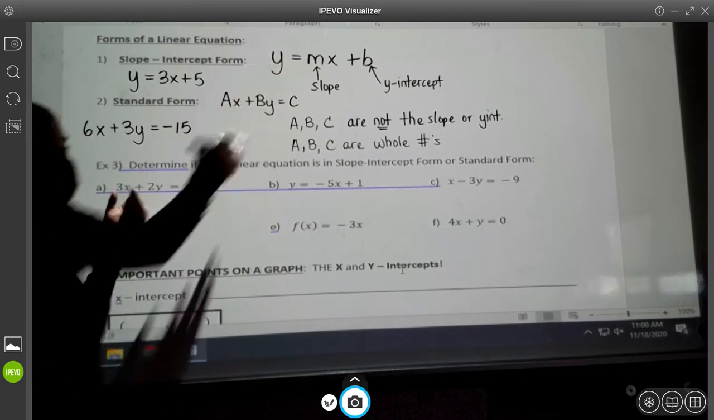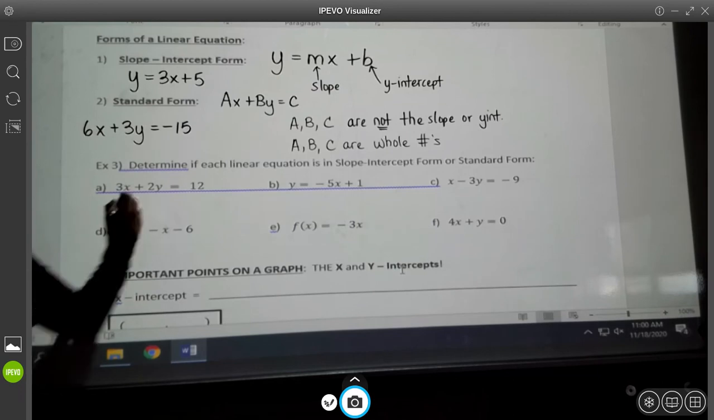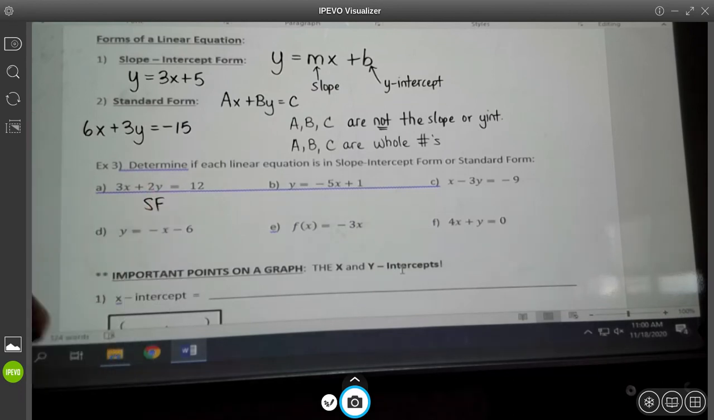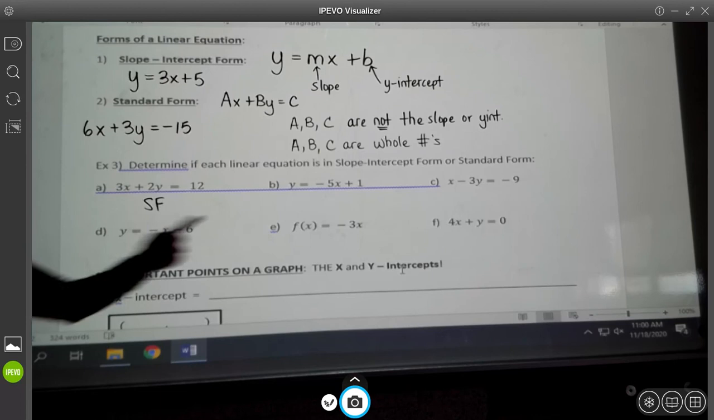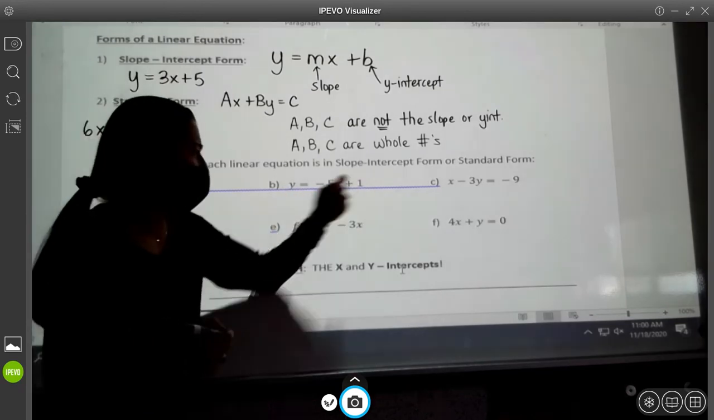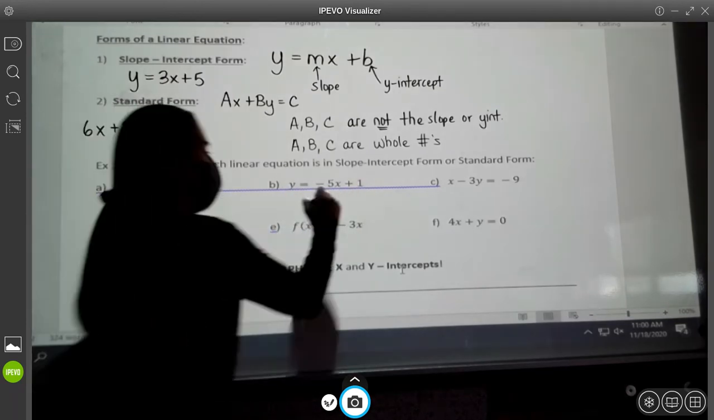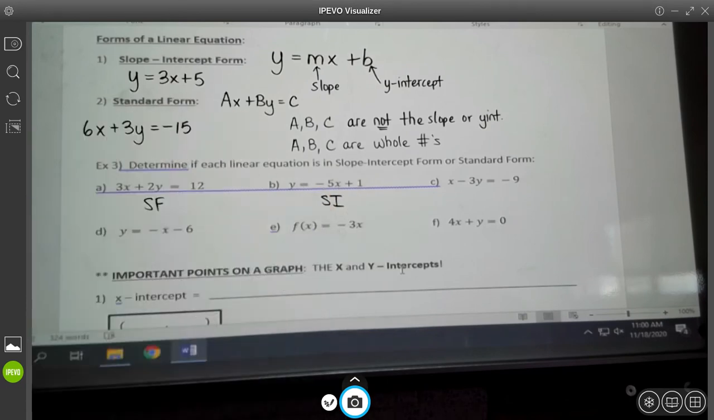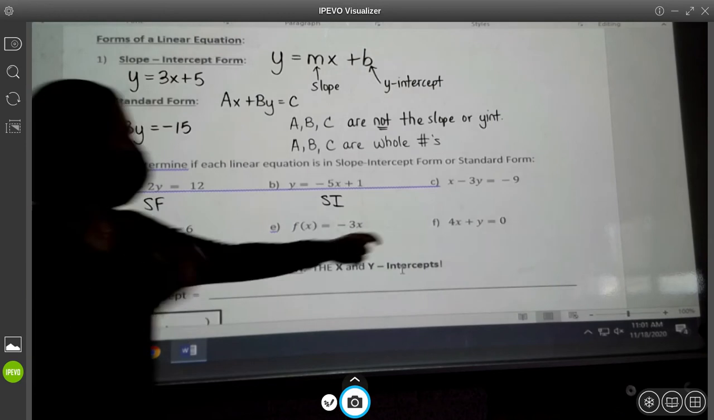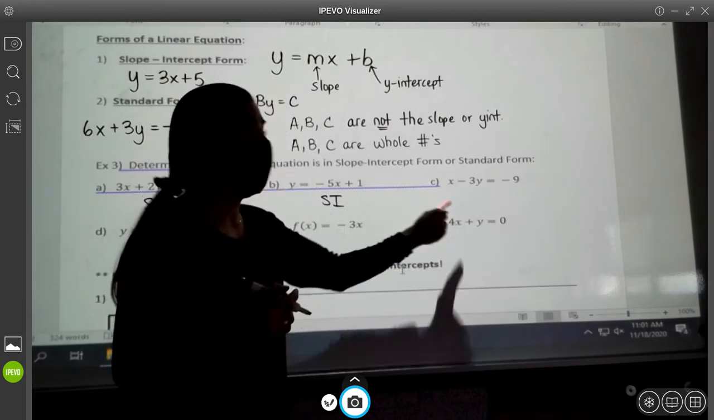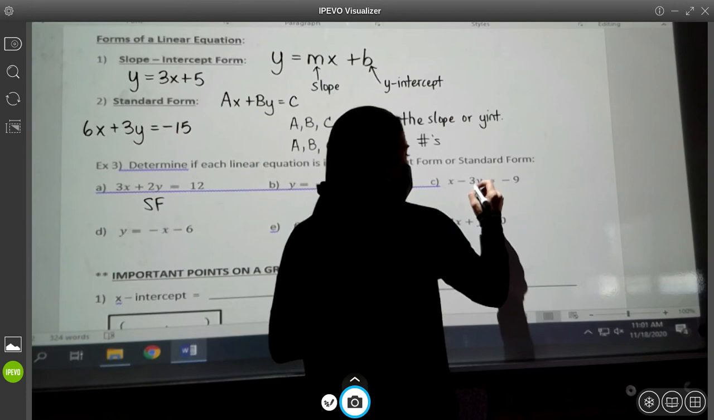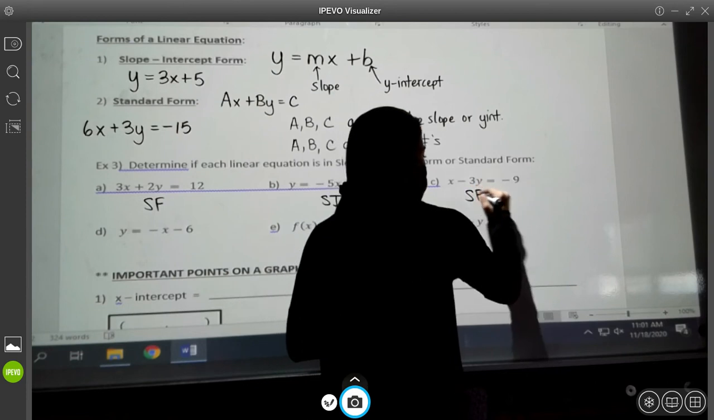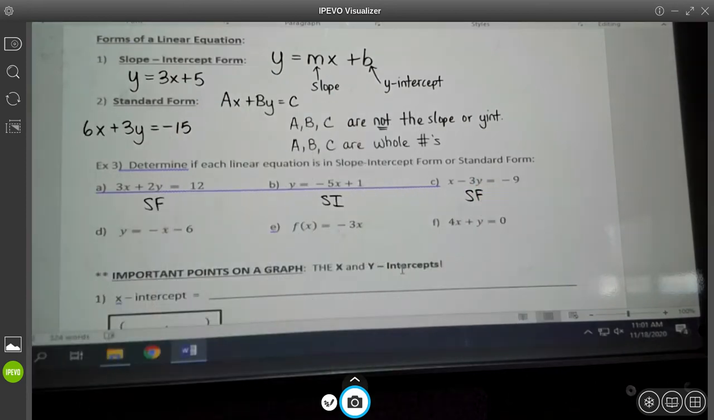All right, what about this one? Y equals negative 5x plus 1. That's definitely slope-intercept, right? I got a slope of negative 5 and a y-intercept at 1. All right, what about this one? X minus 3y equals negative 9. That is going to be standard or slope? Standard form, right? I don't have it solved for y, so it couldn't possibly be slope-intercept. All right, what about y equals negative x minus 6? Standard form or slope-intercept? Slope-intercept, right? I got a slope of negative 1. I got a y-intercept at negative 6. All right, he's the good kind.